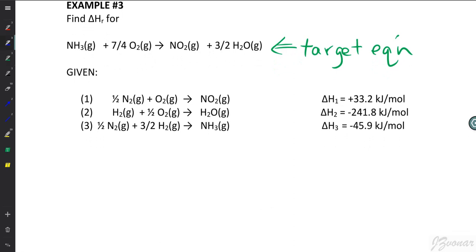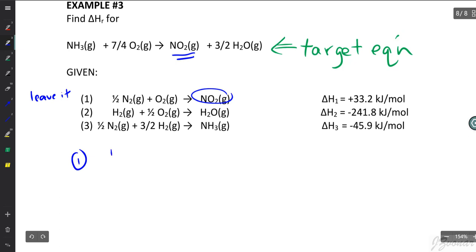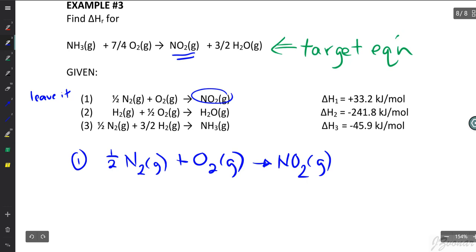Looking at the first one, we look to see which of the reactants and products are in my target equation, and we see that it is the NO2. We notice that it's on the same side as my target equation, so for equation 1, we're going to leave it. I'm just going to rewrite it down here below, so that we can then manipulate the equations. Writing the equation as it is, and then including the delta H value as it is as well.